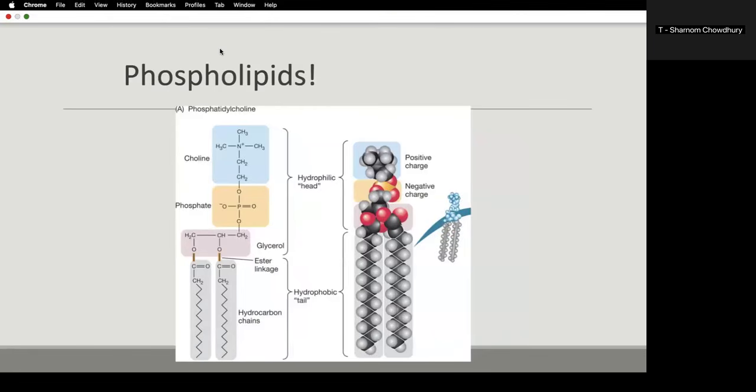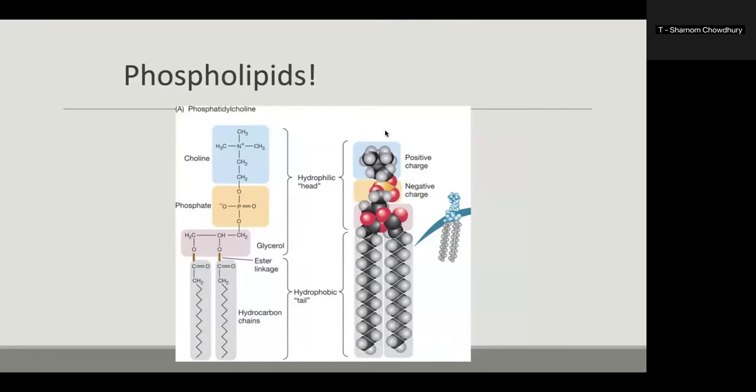So phospholipids are extremely, extremely, extremely important. Why are they important? They're the building blocks of every biological membrane in our body. So what is a phospholipid? A phospholipid contains a phosphate derivative here, linked to two fatty acid chains through a glycerol.